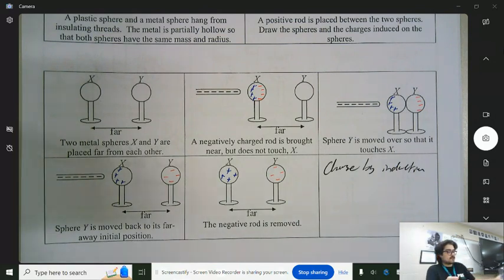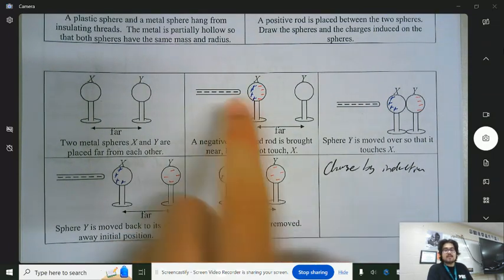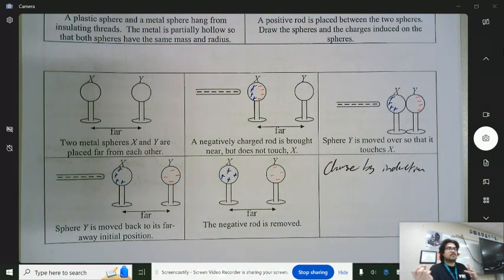This is what we call charge by induction, because what's happening is the charged object is not making physical contact with anything here. So I know you're like, hey, wait, sphere Y and X are touching, right? Yes, they are in contact with each other, but the charged object that's inducing the charge did not make contact with anything. And that's the rod, right? It just moved the charges around so that it can give them a net charge, right? It doesn't actually touch any of them to give them the charge.